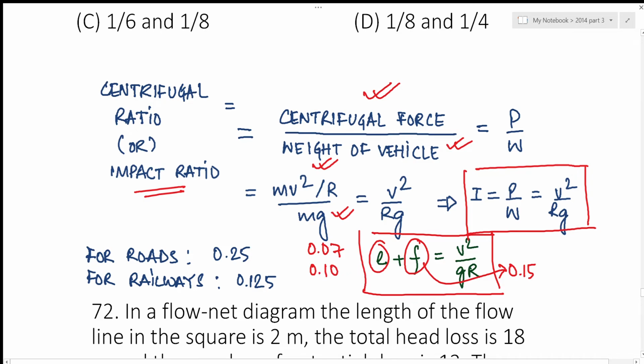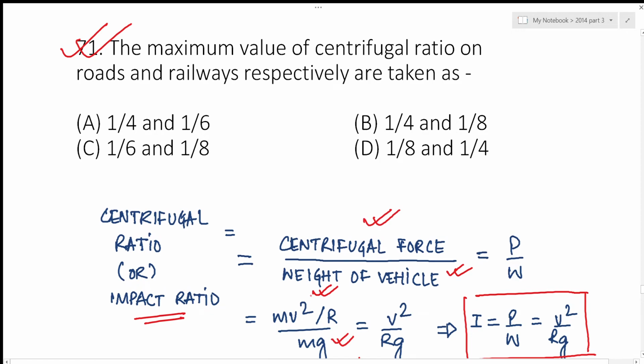So if you add the maximum values of E and F, the value would come out to be 0.25 for roads. So the maximum centrifugal ratio for roads comes out to be 0.25, and for railways it is 0.125. So the answer for this particular question is B. For roads it is 1 by 4, and for railways it is 1 by 8.